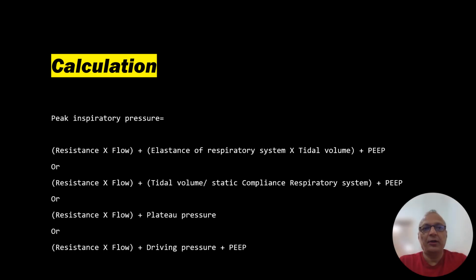How do we calculate or measure it? Peak pressure may be calculated by adding plateau pressure to the product of airway resistance. Peak inspiratory pressure is displayed on most ventilators. Here I mentioned various formulas to understand it better.